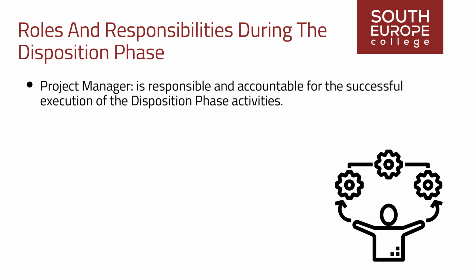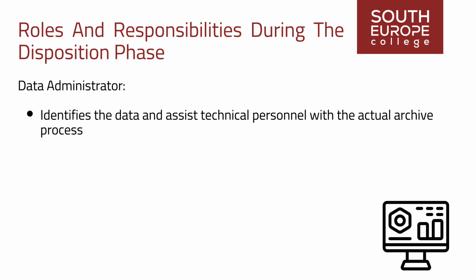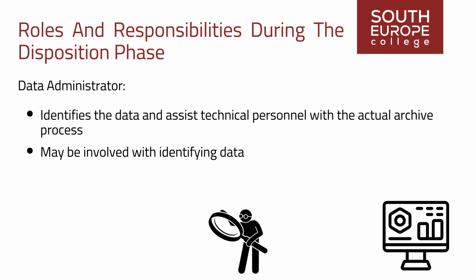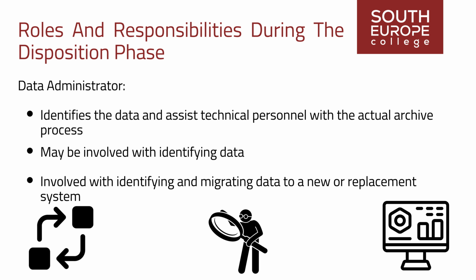Project Manager. The project manager is responsible and accountable for the successful execution of the disposition phase activities. Data Administrator. The disposition plan may direct that only certain systems' data be archived. The data administrator identifies the data and assists technical personnel with the actual archive process. The data administrator may be involved with identifying data, which due to its sensitive nature must be destroyed. They would also be involved with identifying and migrating data to a new or replacement system.